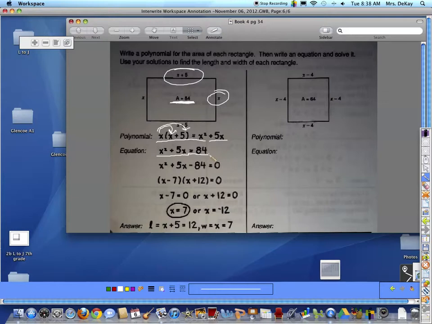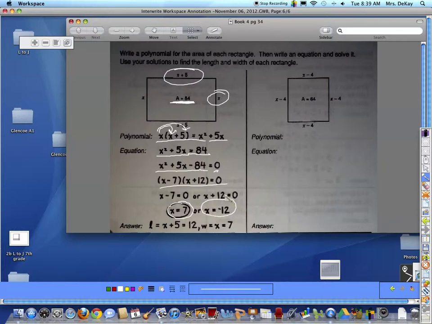Then, Sierra won't be able to see this little red ball flying across the screen, but then I took that and I knew it had to be in this form. And I saw that this number was missing over here, so I subtracted it, and then I got it in the right form. Then it equaled 0. Then I factored it. Now this part's really important. After I factored it, I figured out that x equaled 7 or x equaled negative 12.